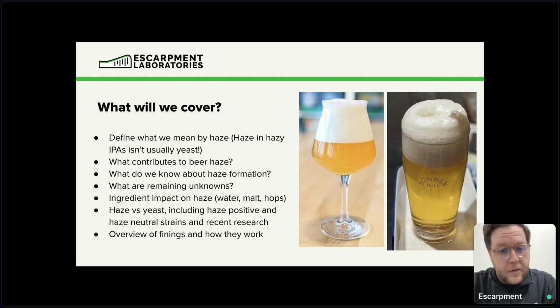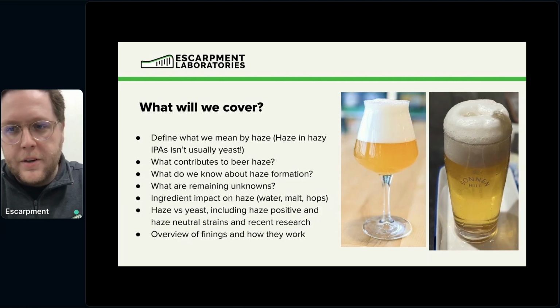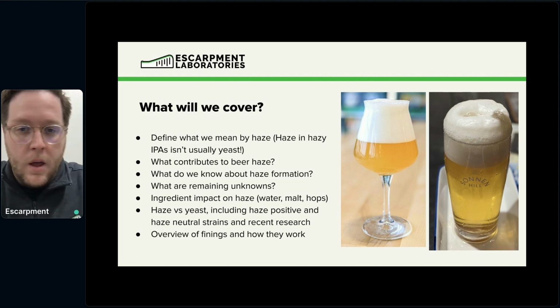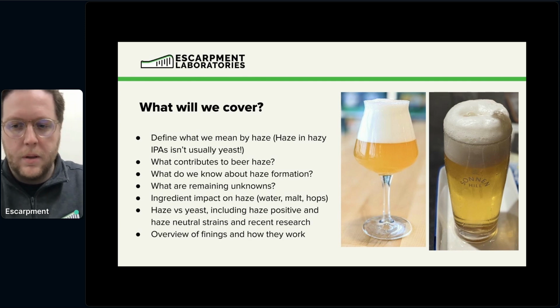We're going to talk about specific ingredient impacts on haze. That does include water, malt, and hops, and help you get a better understanding of that. And then we are going to dig more into yeast's role in haze, including what makes a yeast haze positive or haze neutral, and what does that even mean? And then we're also going to talk a little bit about controlling haze. One of the options you have for that is finings, or what we call fining agents. So we'll dive into that as well.